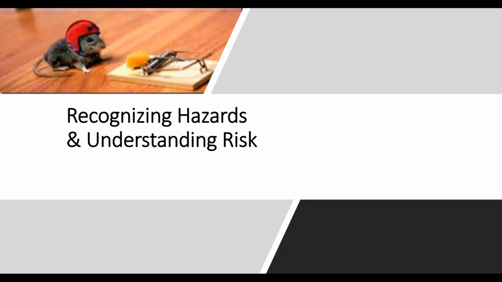So in this section, we want to talk about how we can recognize hazards and understand risk. The little graphic here shows that this mouse has evidently done some sort of risk assessment, because he's generated the conclusion that if he wears a helmet, he can safely obtain the cheese from the trap without having his neck broken. Whether or not this is a valid risk assessment remains to be seen.